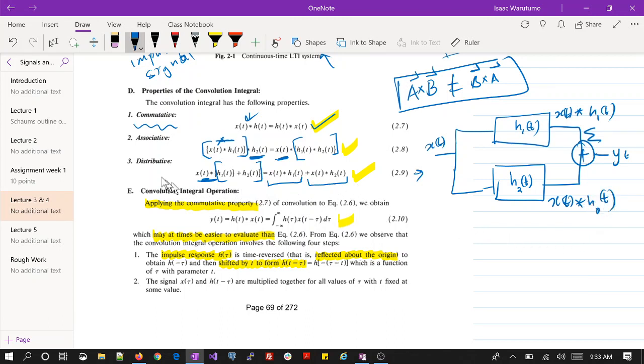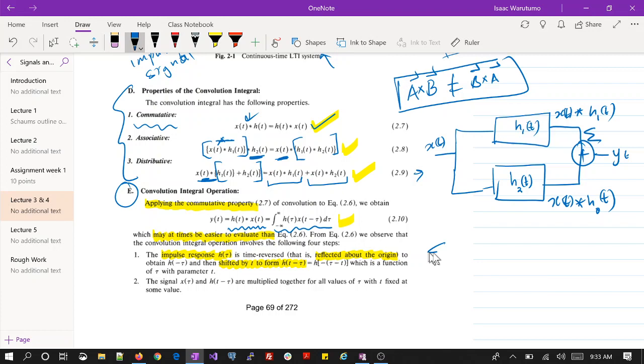So that serves to describe the properties of the convolution integral, and therefore we want to look at the convolution integral operation, how it happens. And we are saying that applying the commutative property 2.7 of the convolution to equation 2.6, we obtain that y of t is equal to h of t convolved with x of t, and we can say it is described by equation 2.10.